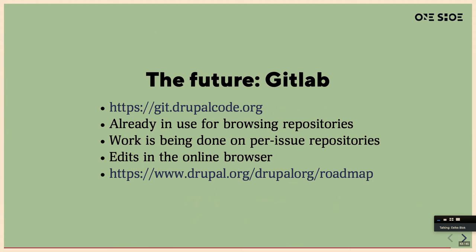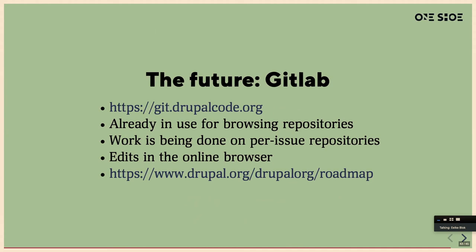So it's already being used for browsing repositories, and work is actually being done right now to have per issue repositories, which would also enable editing in the online browser on GitLab, which could be very useful for little typos in documentation, for example, or in translation strings, that sort of thing. It would not require you to create a Git clone, go through all the patching, but you can just create an issue, create a quick edit in GitLab, and create a pull request. That would be very nice.